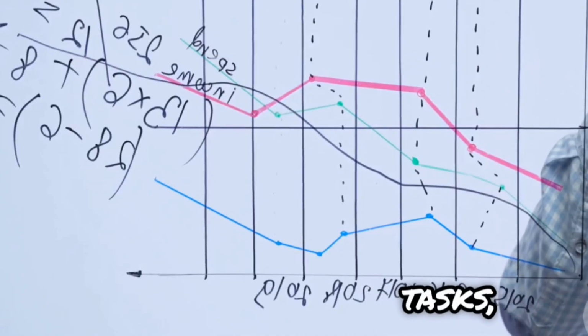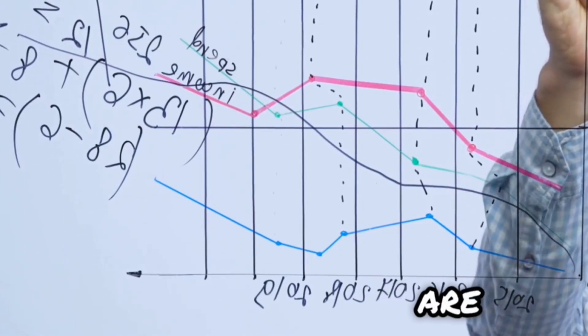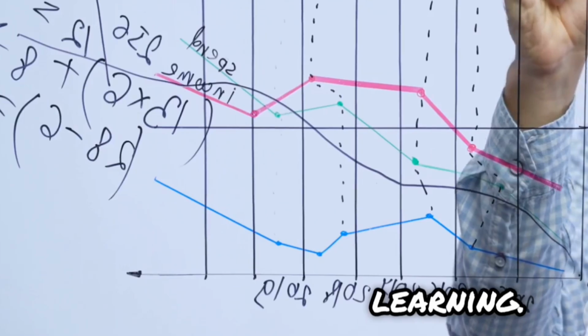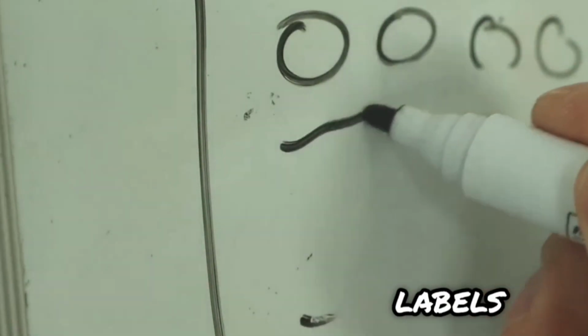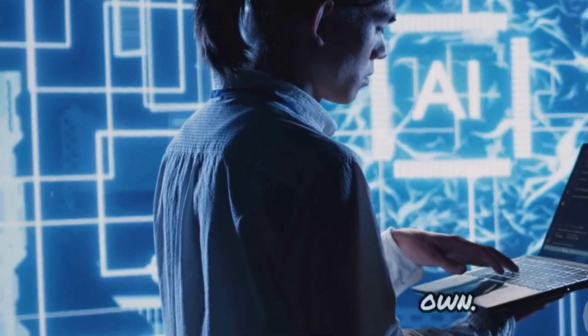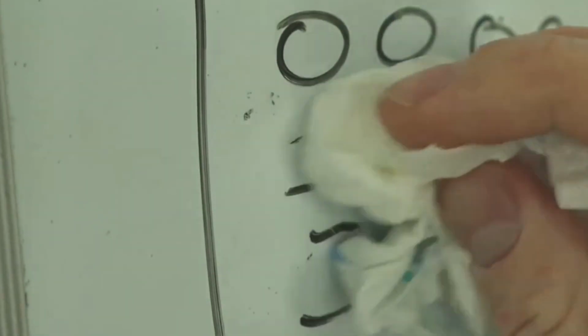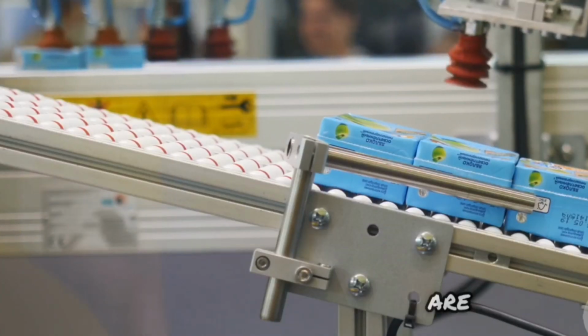Prediction tasks like house prices or stock trends are also done with supervised learning. In unsupervised learning, the machine only gets data without any labels. It finds patterns and groups on its own. Like customer segmentation, the machine decides for itself which customers are similar.